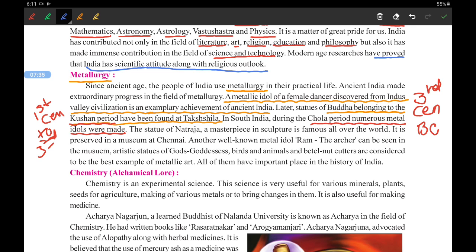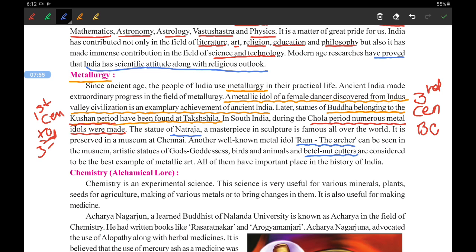The statue of Nataraj, you know about Nataraj, right? A masterpiece in sculpture is famous all over the world. It is preserved in museum at Chennai. Another well-known idol, the Ram the Archer, can be seen in the museum. Artistic statues of god and goddesses, birds and animals, and betel nut cutter.